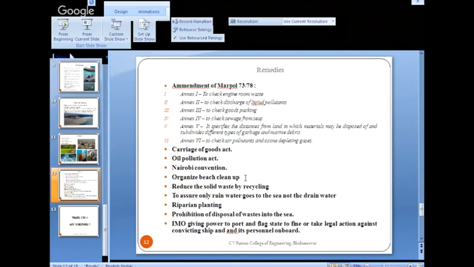Now there is something called riparian planting of small trees near the shore of the oceans or seas, which actually restricts all the minerals or nutrients being washed away by the rains and all going inside the seas. Now IMO is also a body, International Maritime Organization, which gives power to port and flag state, which take strict legal action if there is any violation regarding polluting the environment in marine fields.